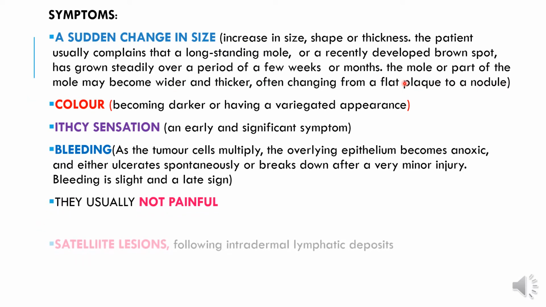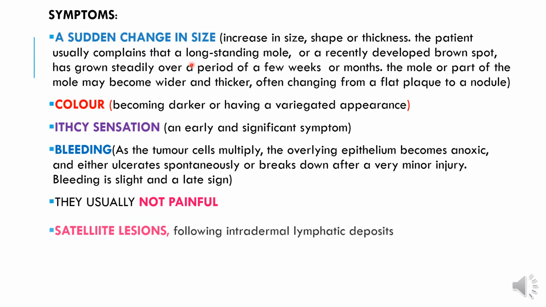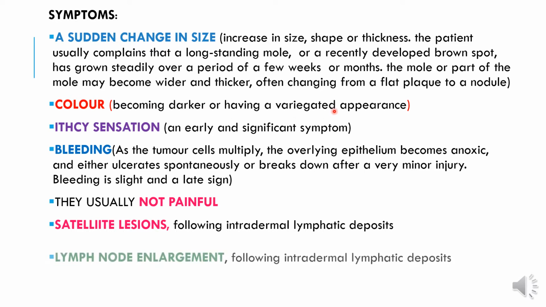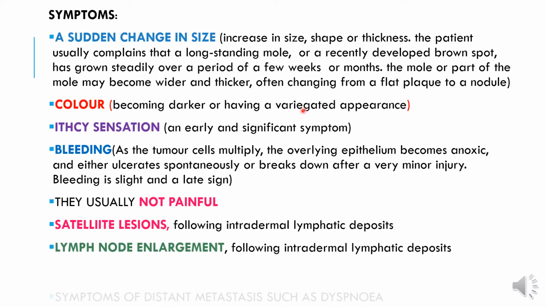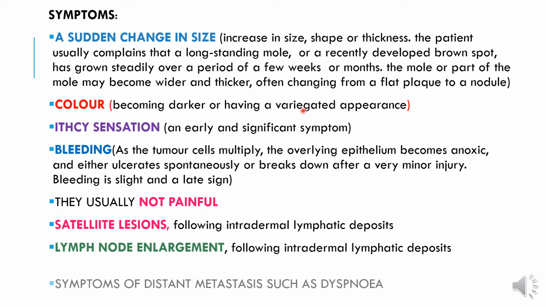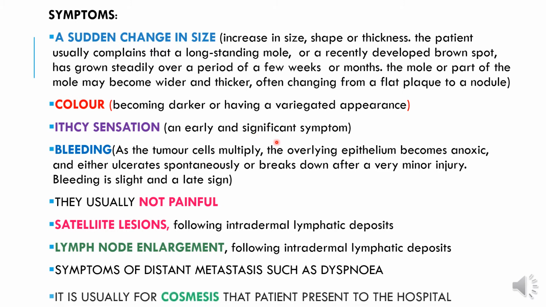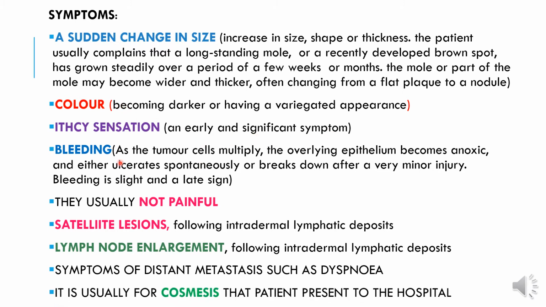So often changing from a flat lesion to a raised lesion. The color becomes darker or has a variegated appearance. Variegated appearance means it has different colors. As the mole begins to have different colors, some parts may be dark, some parts may be brown. Then itching sensation is also an early and significant symptom patient may present with.